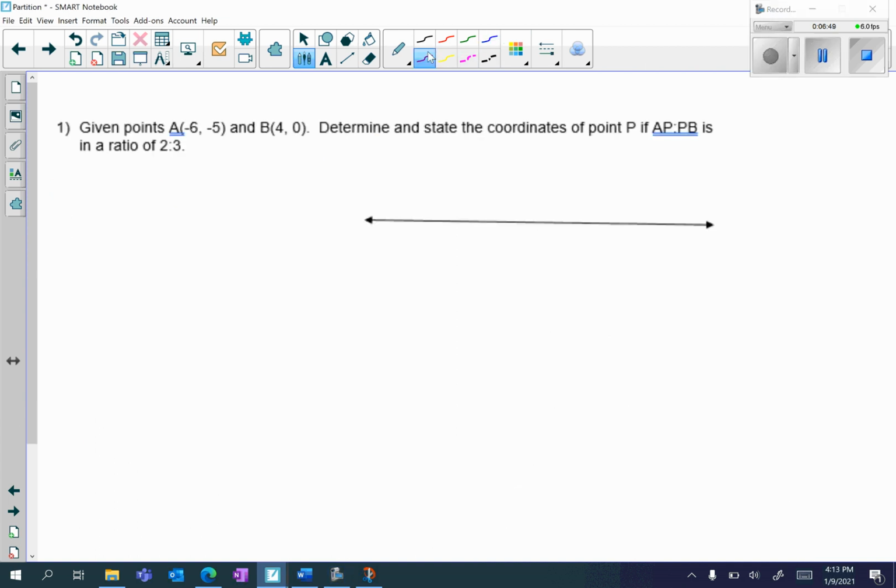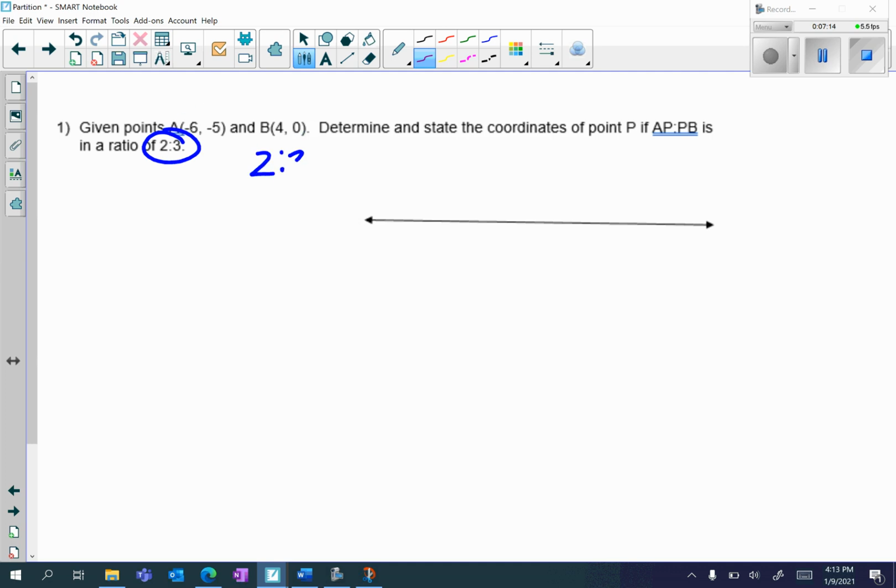Given points A, -6, -5, and B, 4, 0, determine and state the coordinates of point P if AP to PB is in the ratio of 2 to 3. So a number line here is provided just in case we need that in order to figure out how many spaces we're moving. So the first thing we're going to do is rewrite our ratio.